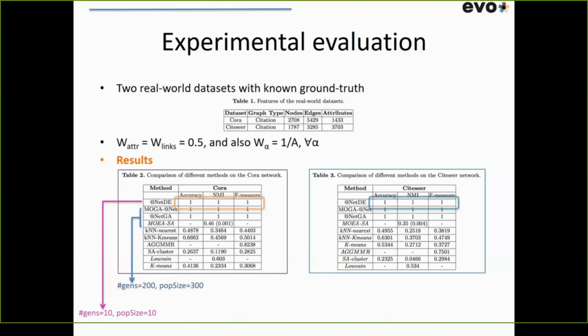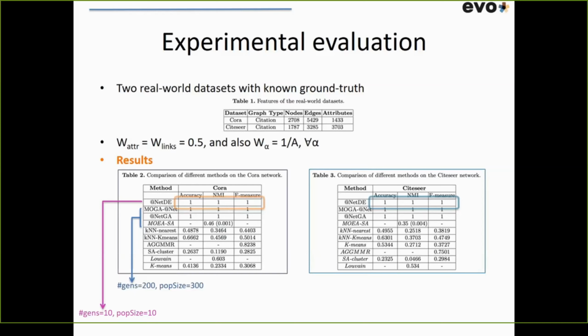We compared AtNet-DE in terms of accuracy, NMI and F measure with the two multi-objective methods MOGA-AtNet and MOEA-SA, the AtNet-GA method based on genetic algorithms using the same fitness function of AtNet-DE, the augmented graph-based methods KNN nearest and KNN k-means, AGGMMR SA cluster, the popular topological-based method Louvain, which does not consider the attributes, and the classical k-means clustering method, which does not consider the network structure.